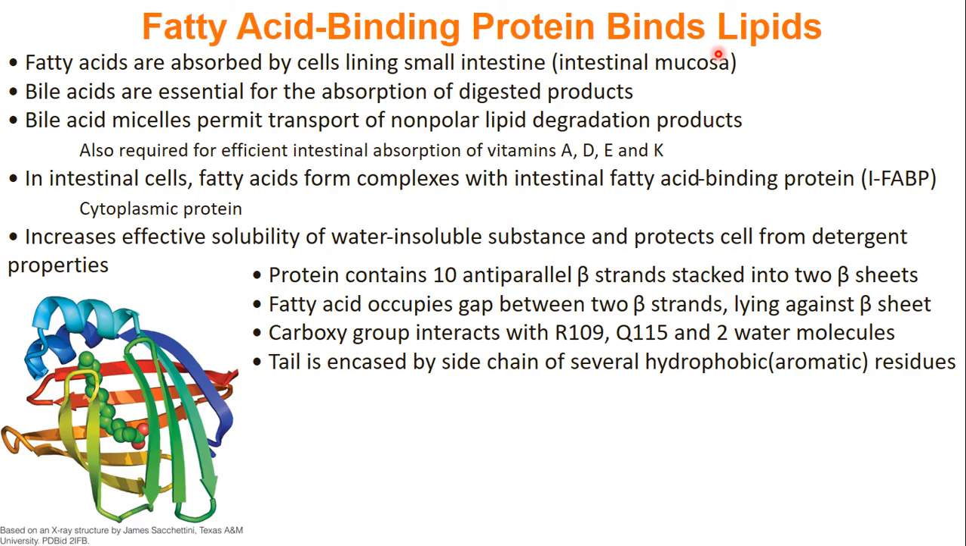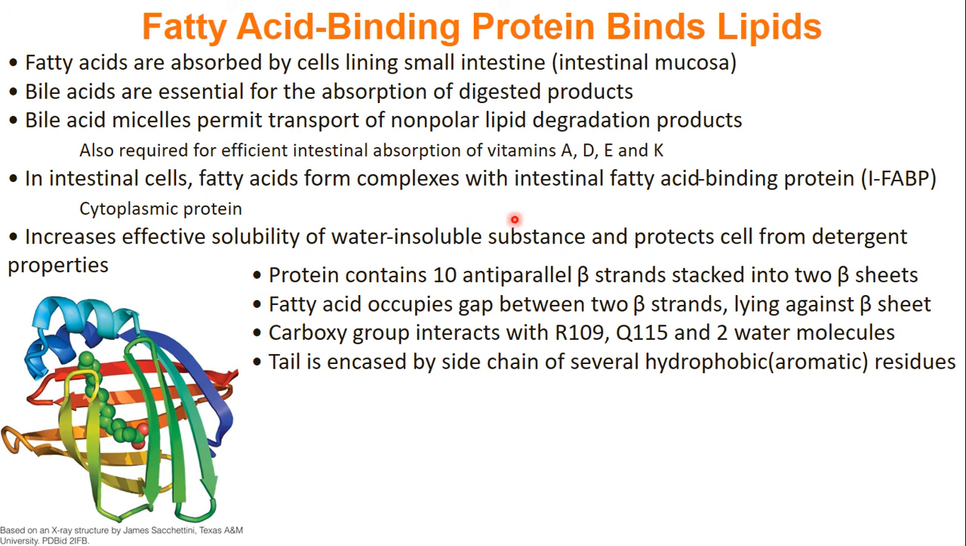Now, once we have broken down the lipids in our small intestine, they're going to be absorbed by the cells of the small intestine, our intestinal mucosa. And for the absorption, bile acids are needed to absorb these into our cells. These bile acid micelles allow the non-polar lipid portions to be transported. You also need these if you want to absorb vitamins A, D, E, and K.